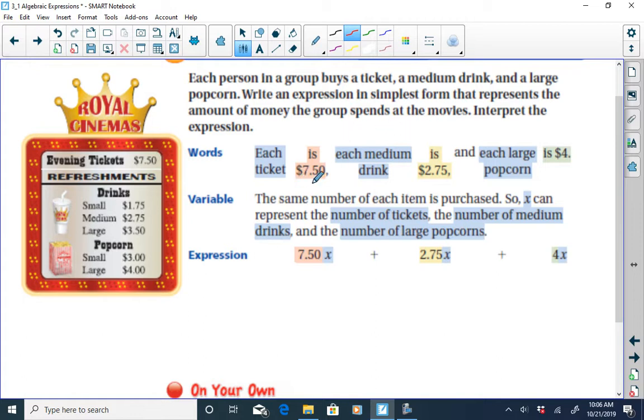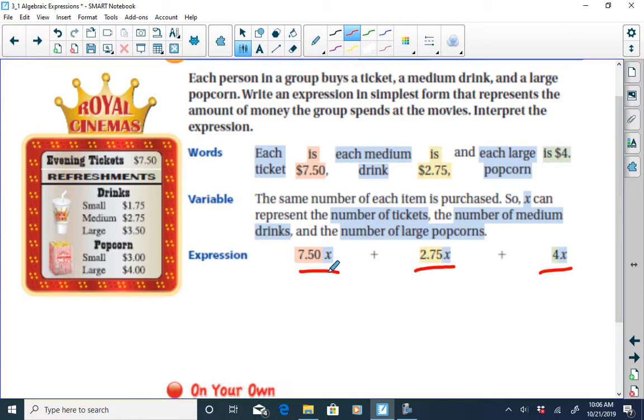Well, we don't know how many people are going to the movie, so that's going to be the variable x. But each person buys a ticket at $7.50. Each person buys a medium drink at $2.75. And each person gets a large popcorn at $4. The expression then, each term has an x with it.